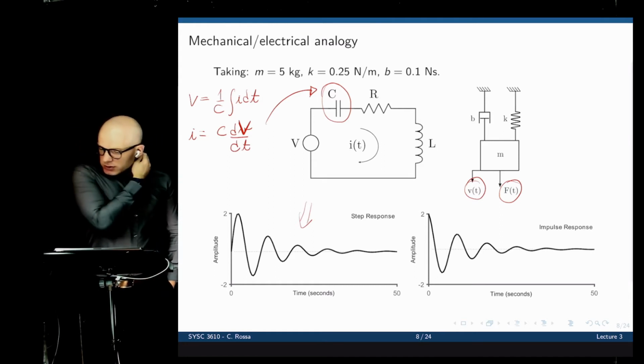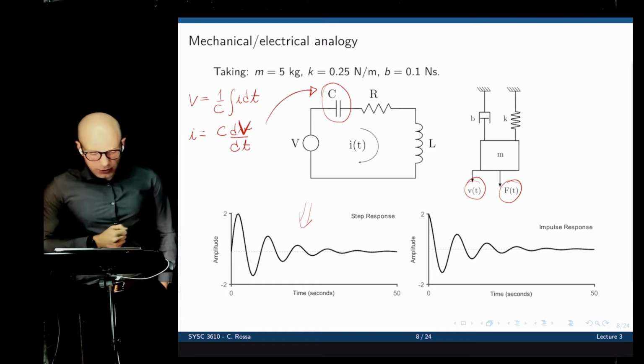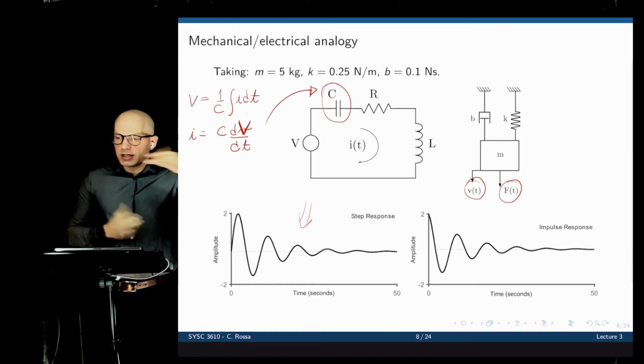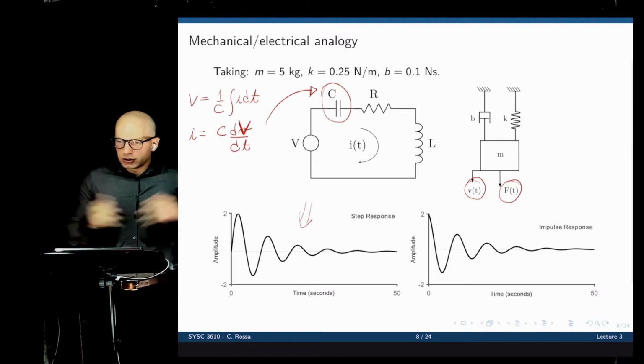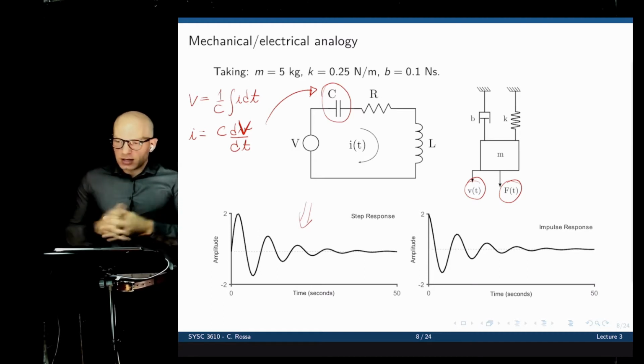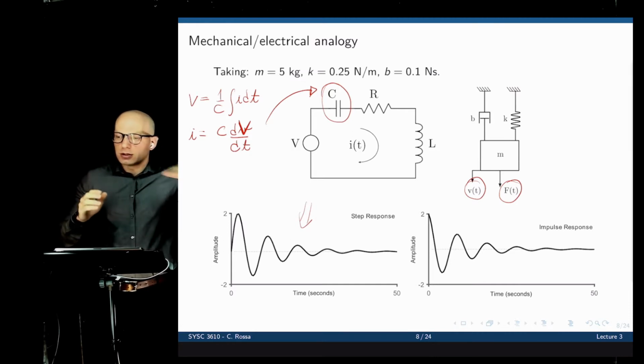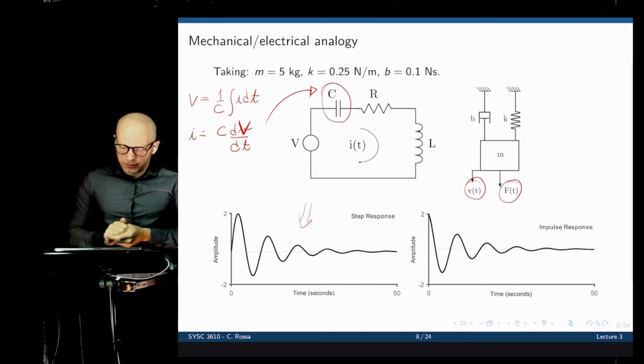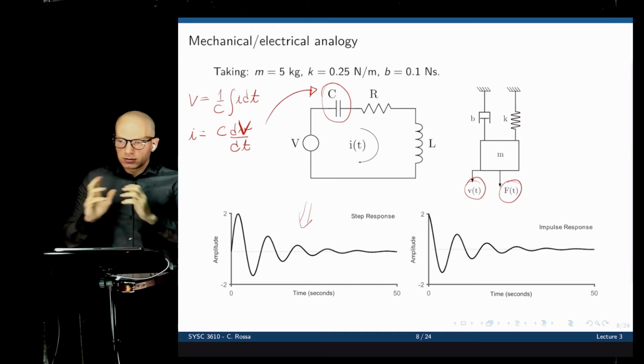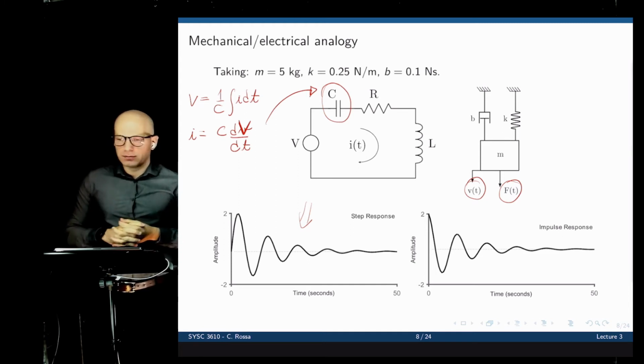Let's look at the impulse response. It's the same thing we observed before. If you slap the mass, it oscillates and stops. The speed eventually settles to 0. The same happens to the current. If you let the system go from an initial condition, the current slowly dies off to 0. Two different systems, exactly the same behavior.